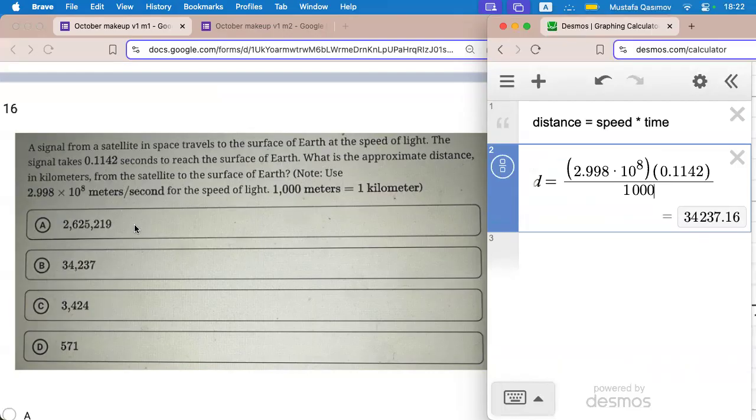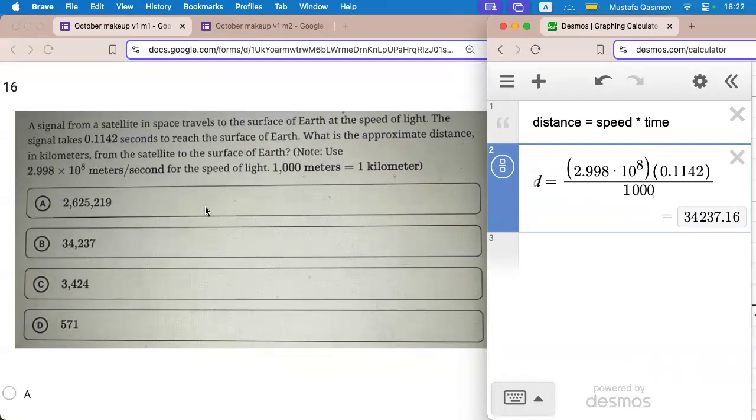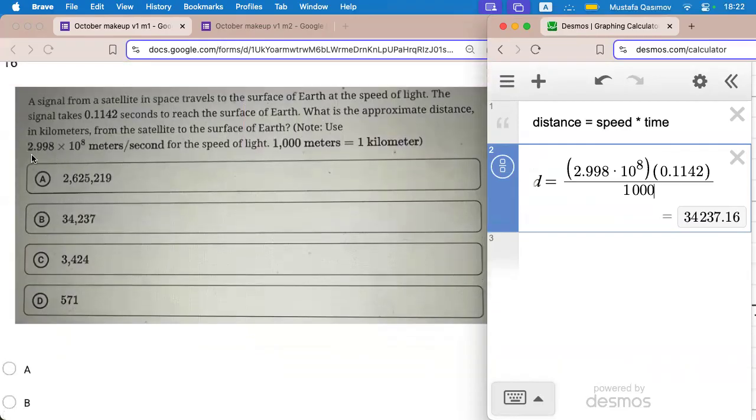So maybe this one is a little harder compared to the previous question because we have a value like that.